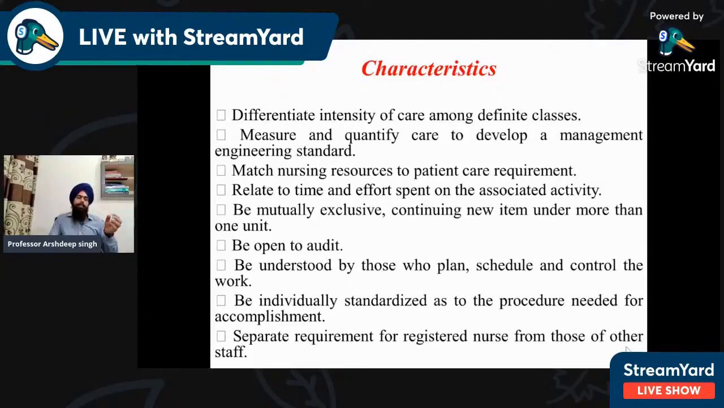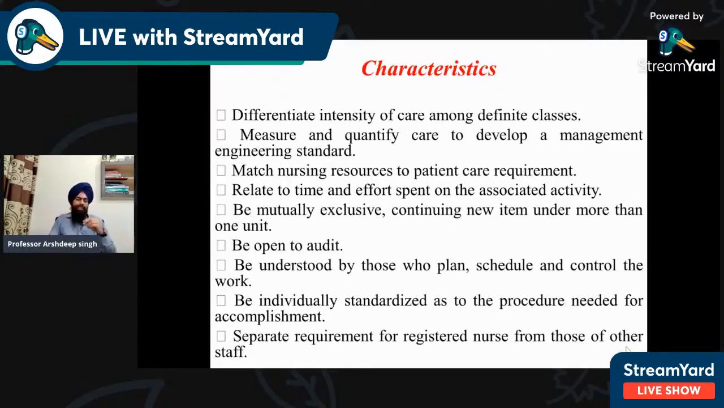Under the PCS, we implement different types of care systems, like team nursing or other systems. So we are saving the time and effort, but we are providing effective services or results. Next, be mutually exclusive, containing no item under more than one unit. Be open to audit. Be understood by those who plan, schedule, and control the work.